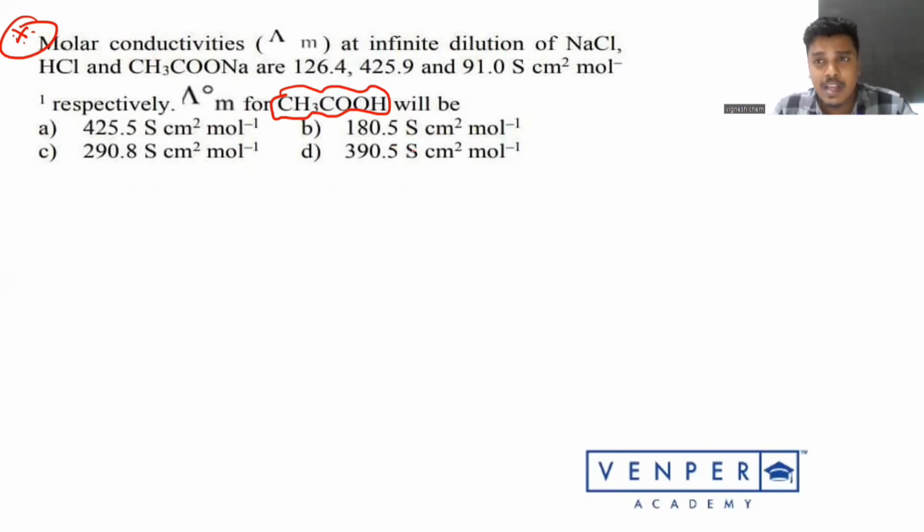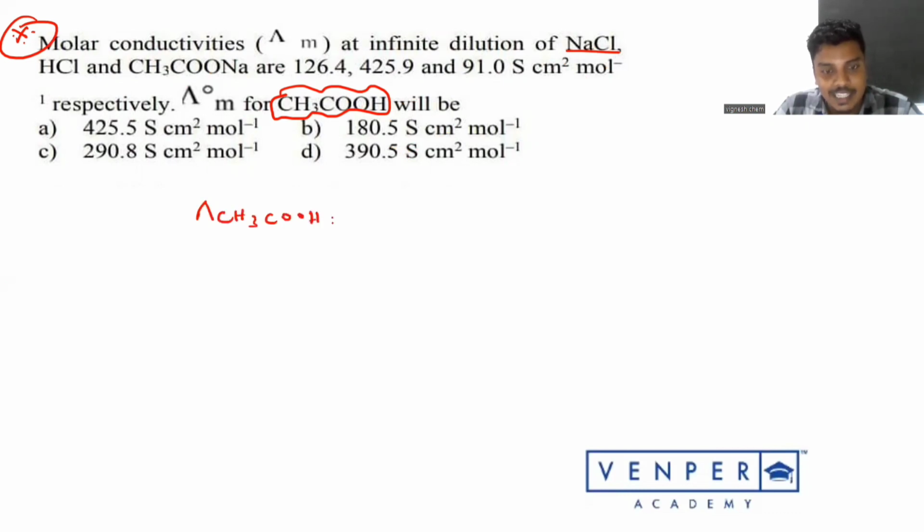What is the same type? The same concept, but they will give different molecules. For example, in place of NaCl, they will give KCl. They will give different molecules with different values, but the same concept, and we need to apply the same concept to get the answer. Now they are asking for acetic acid. Very simple one. Please note the acetic acid formula, CH3COOH.